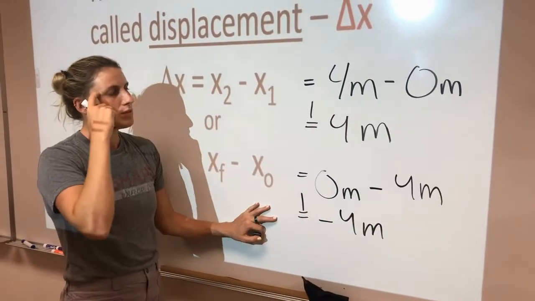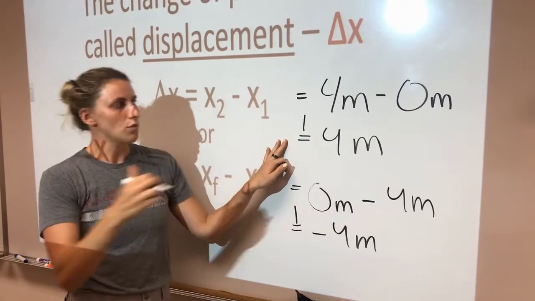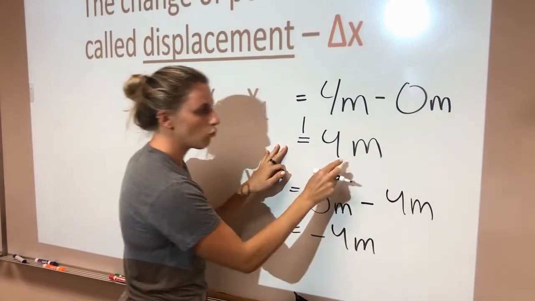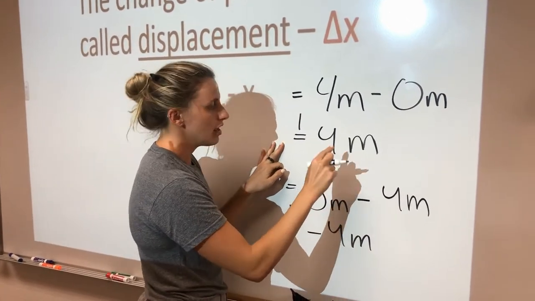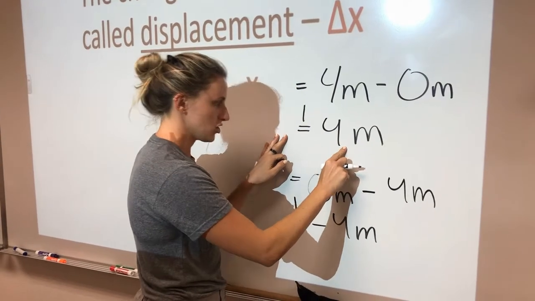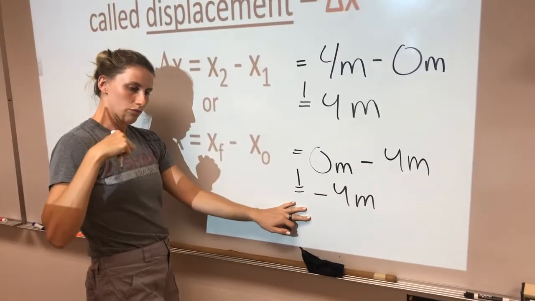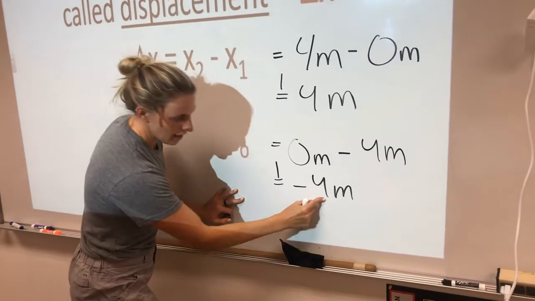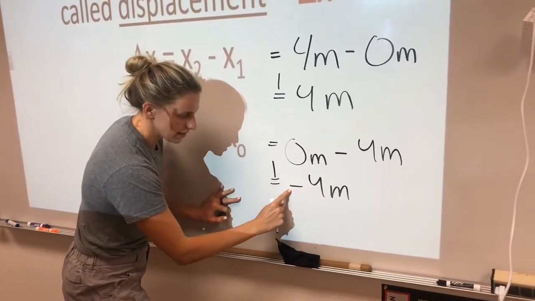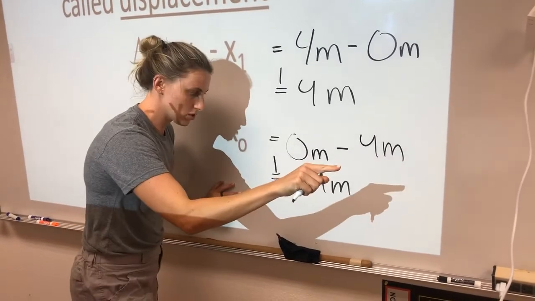Now this makes sense because as I walked from left to right, it was in the positive direction. Okay, 4 meters, that's the number I get from my calculator, and it was in the positive direction and magnitude. As I come this way, I walk from 4 back to 0, and again, I get that number 4, but that negative sign tells me I was going in the negative direction.